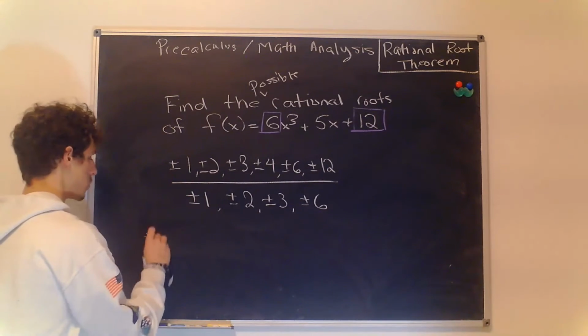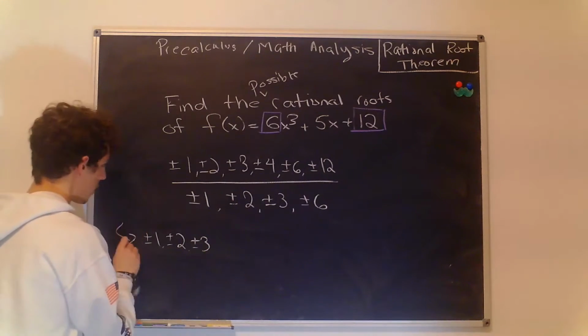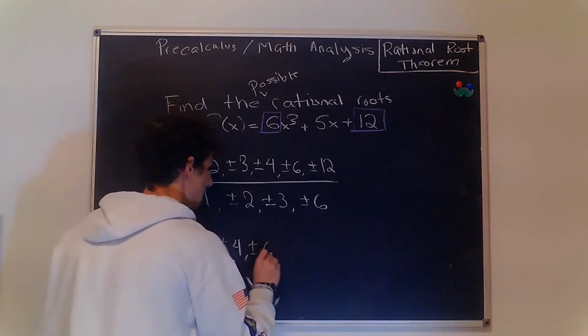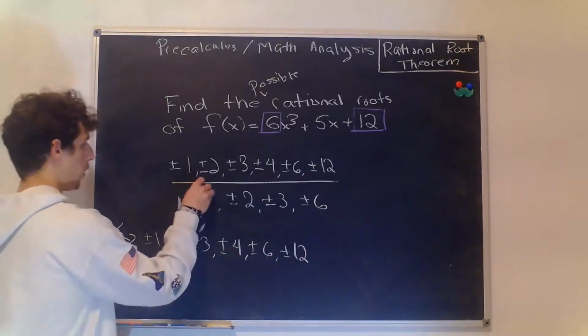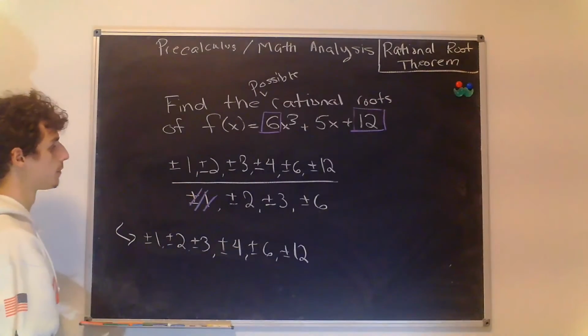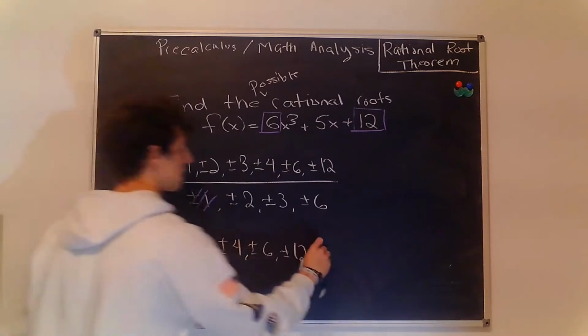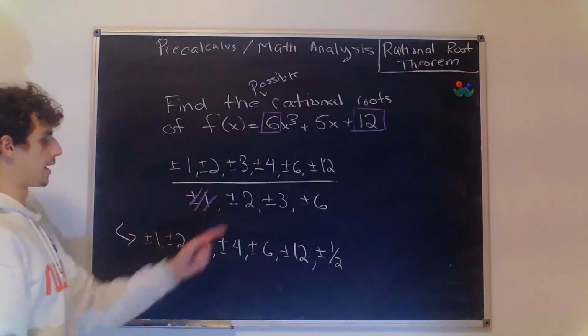So that's going to be plus minus 1, plus minus 2, plus minus 3, plus minus 4, plus minus 6, and plus minus 12. That's from this plus minus 1 on the bottom, so I'll go ahead and mark that out. Now we have plus minus 2, and that'll give us plus minus 1/2 from 1 divided by 2.